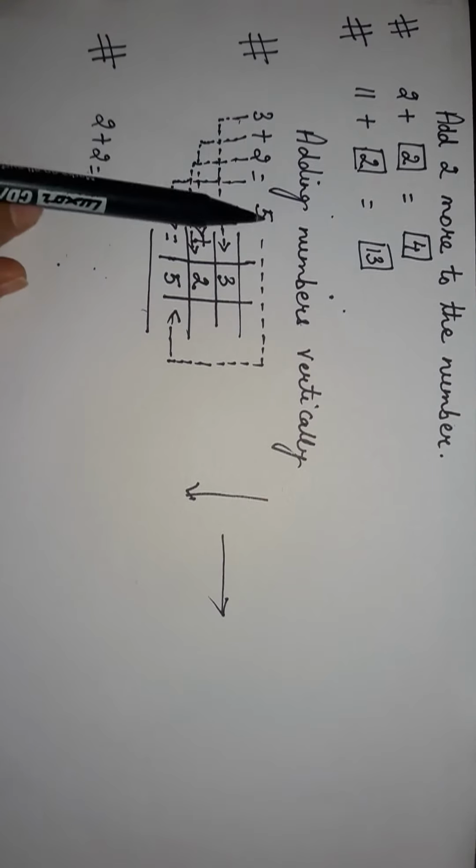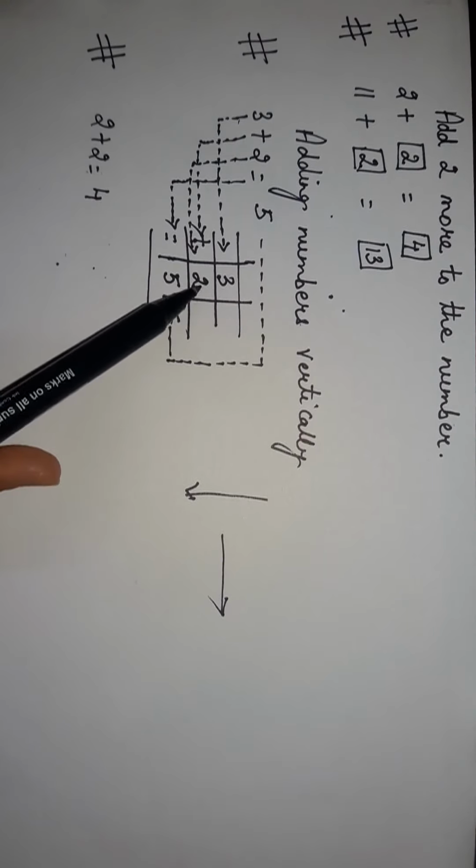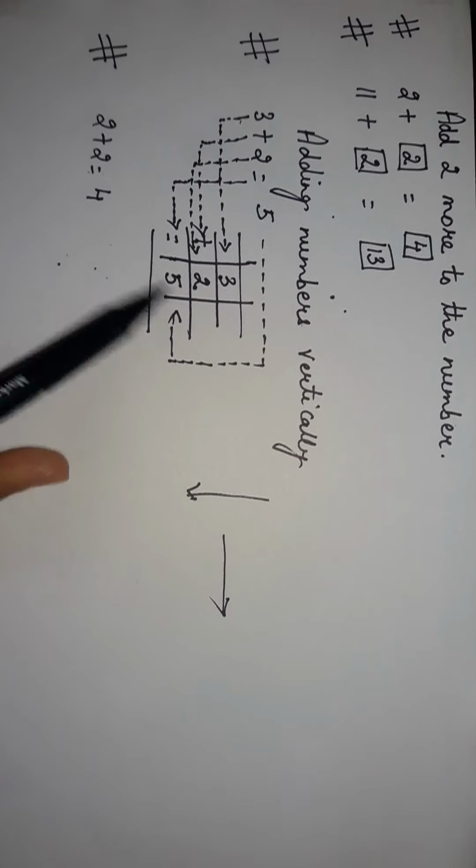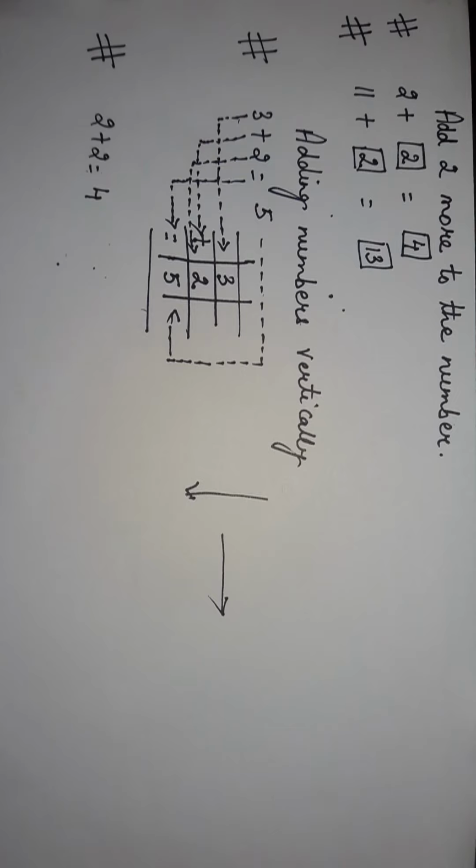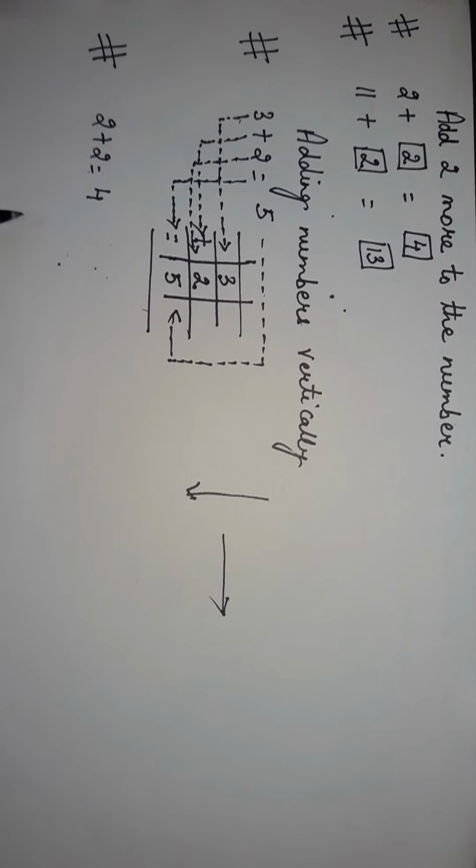Here 3 plus 2 equals 5. So 3 plus 2 equals 5, and 5 is shown from this side. Let's take one more example: 2 plus 2 equals 4.